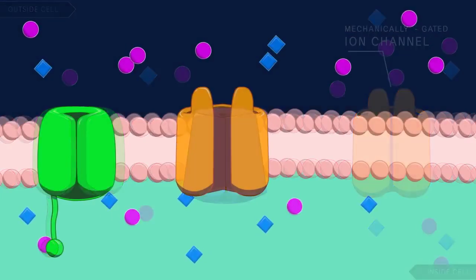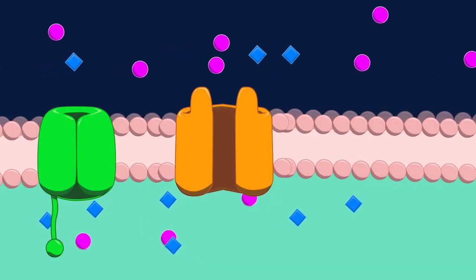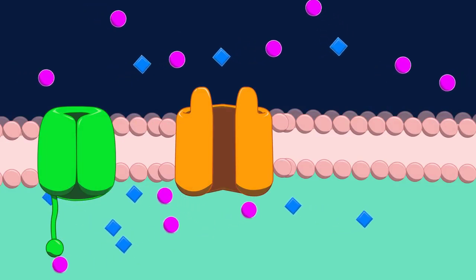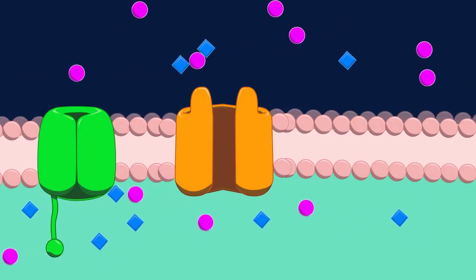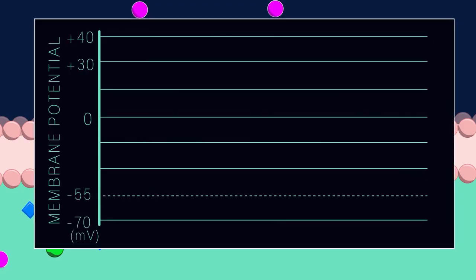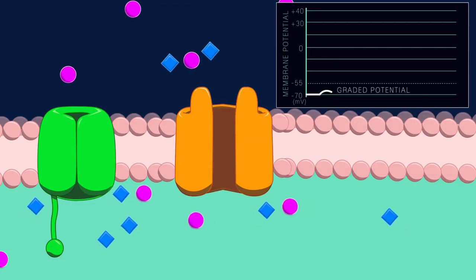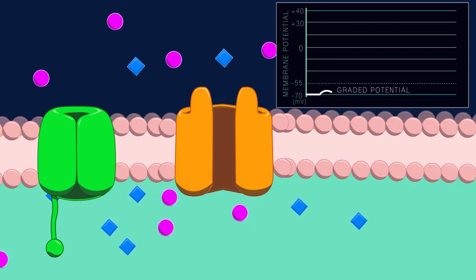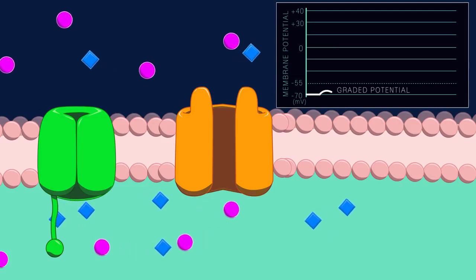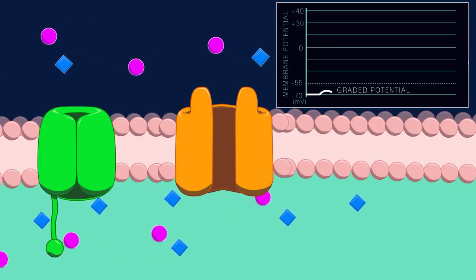As ions move through a channel and cross from one side of the cell membrane to the other, they cause the membrane potential of the cell to move away from its resting potential. If the resulting change in membrane potential is small, we call this a graded potential. Graded potentials can vary in size, can be either positive or negative, are transient, and typically don't result from the opening of voltage-gated ion channels.